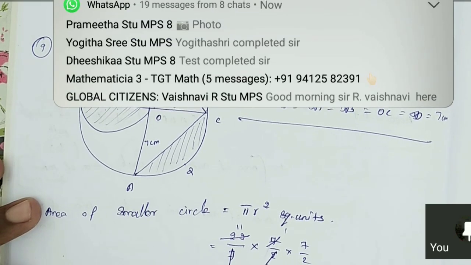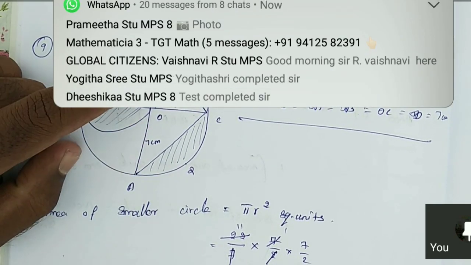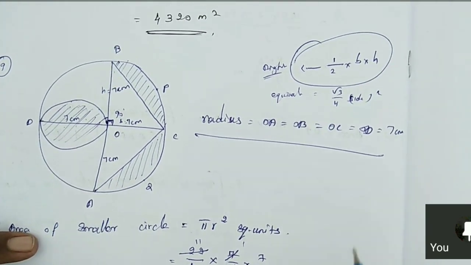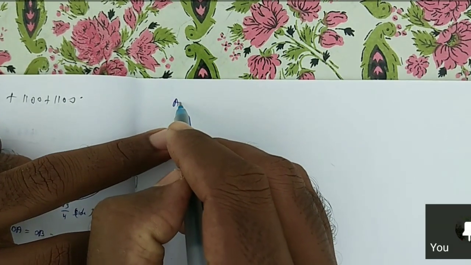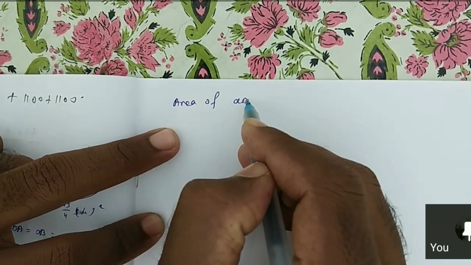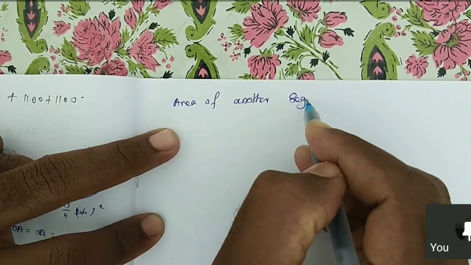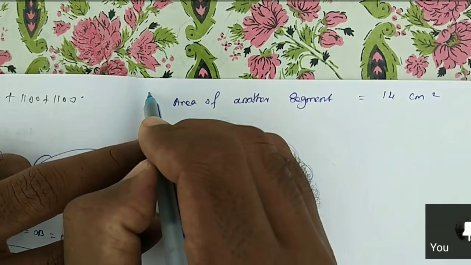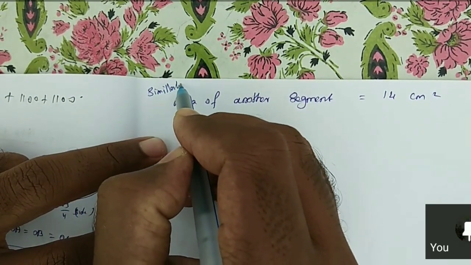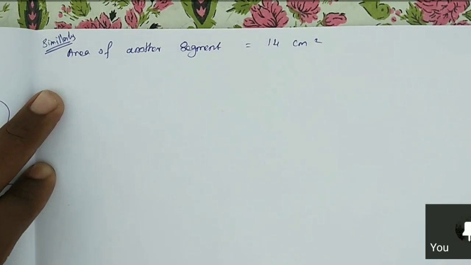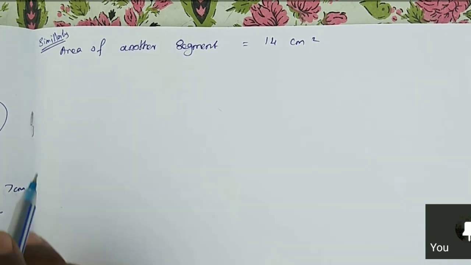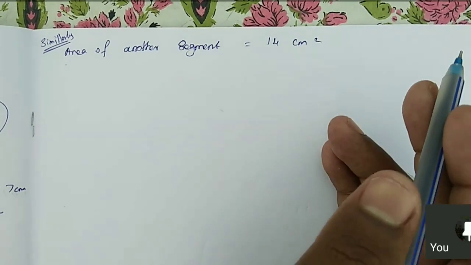Yes, sir. Now the same diagram should be here down. So what are you supposed to do? We can find the area of another segment. What is it? Area of another segment equal to the same answer, 14 centimeter squared. Similarly, we can write it because both are the same segment. They are equal in measure because each contains 90 degrees as well as the same radius 7 centimeter. So that is not a problem. So the area of another segment is also 14 centimeter squared.